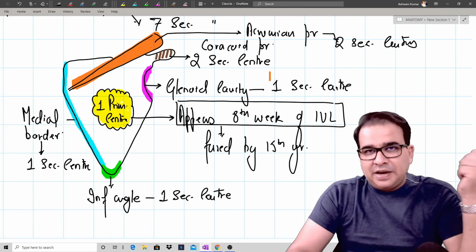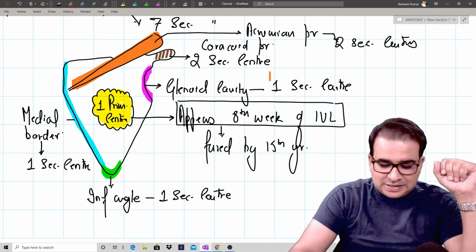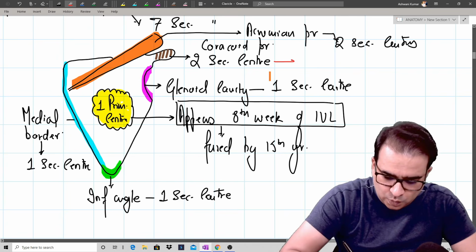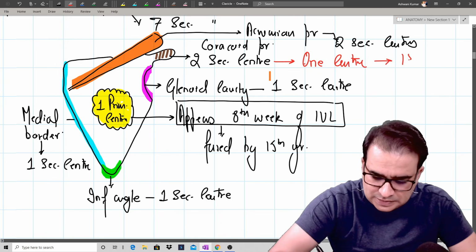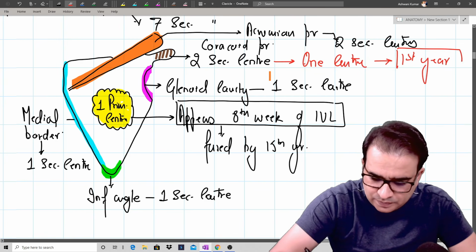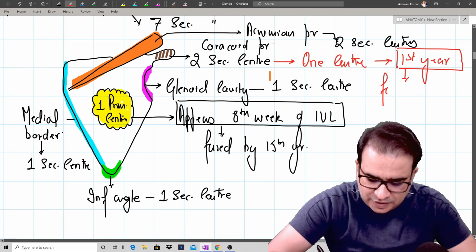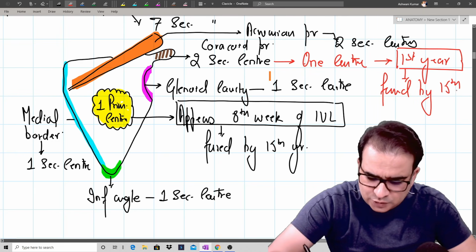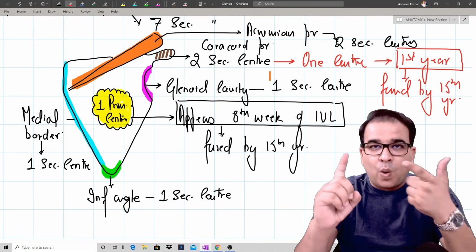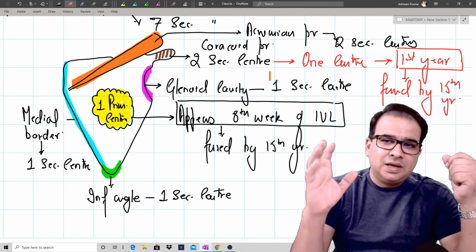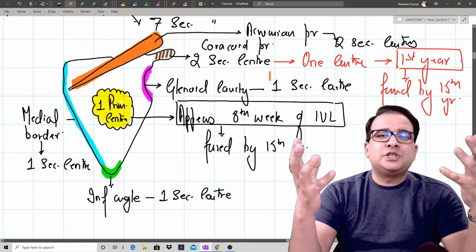Primary center, it appeared obviously in the intrauterine life, that is 8th week. Out of the 2 secondary centers of ossification for the coracoid process, one center appears in the first year of postnatal life, and then it is fused with the rest of the scapula by the age of 15 or 16. For the remaining secondary centers, you don't have to go into that detail.